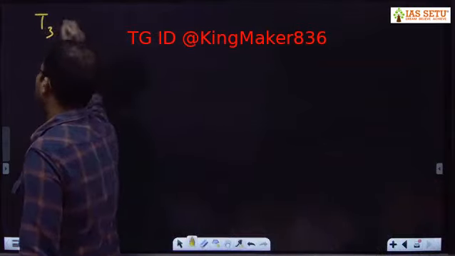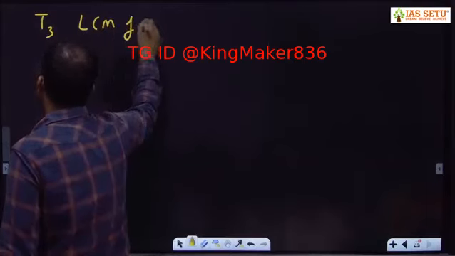Now next, type 3. Type 3 is the LCM of decimals.